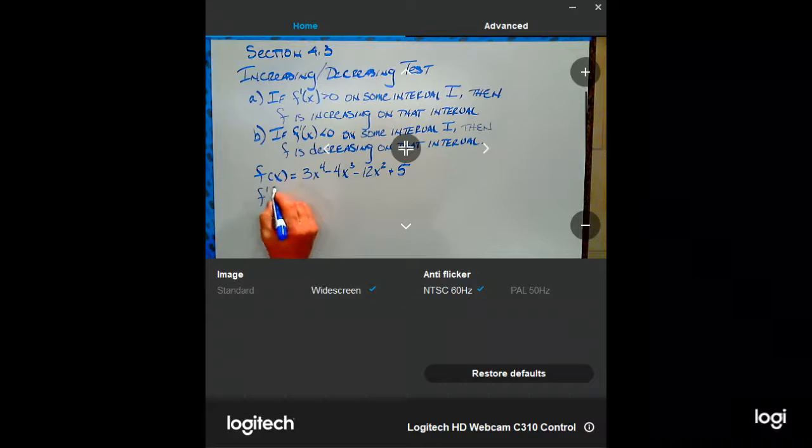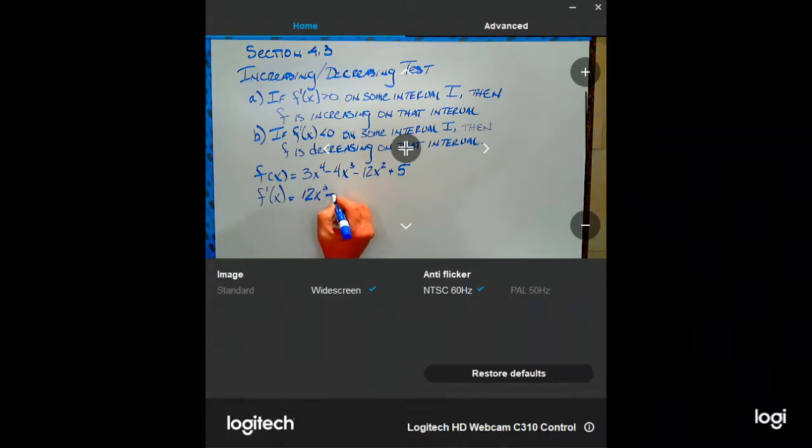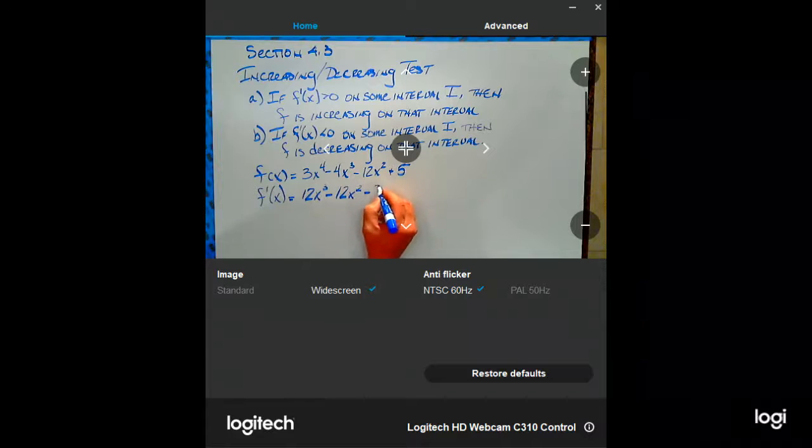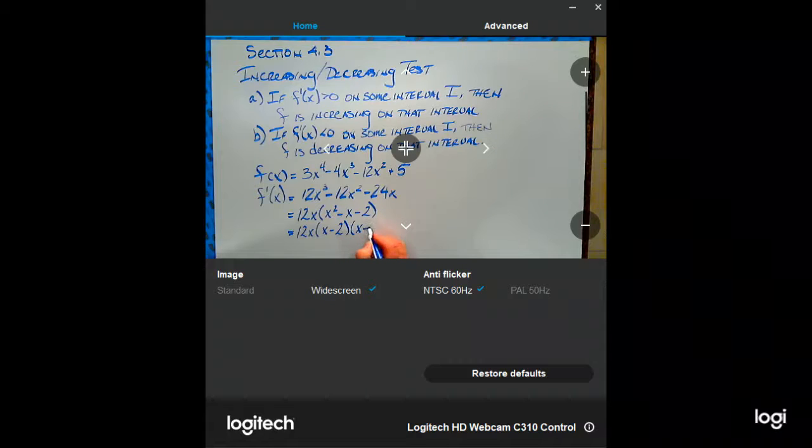So the first thing we're going to have to do is find the derivative, right? So we look for the derivative. The derivative of this is going to be 12x cubed minus 12x squared minus 24x, right? That's going to be our derivative. Now, if we factor that, we can remove a 12, and we can also remove an x, and we're going to be left with x squared, then 12 into 12 is 1, so we're going to have minus x. 12 into 24, that's going to give us negative 2. And of course, that's going to factor further. That's going to be 12x times x minus 2 times x plus 1.